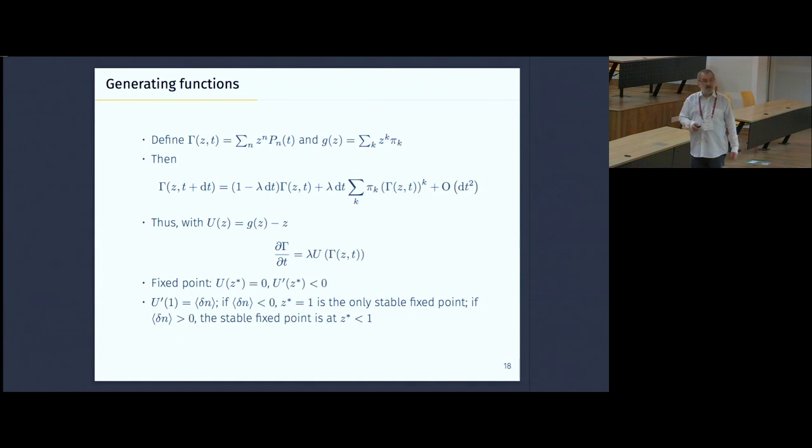So, of course, you have a fixed point at 1, and the derivative at 1 is given by the expected change in the number of offspring. So if the expected change in the number of offspring in a short time interval is less than 0, then your population goes extinct. If it is so, then z star equal 1 is the only stable fixed point. If it is larger than 0, then there is the stable fixed point at z star less than 1, which is the probability of extinction.